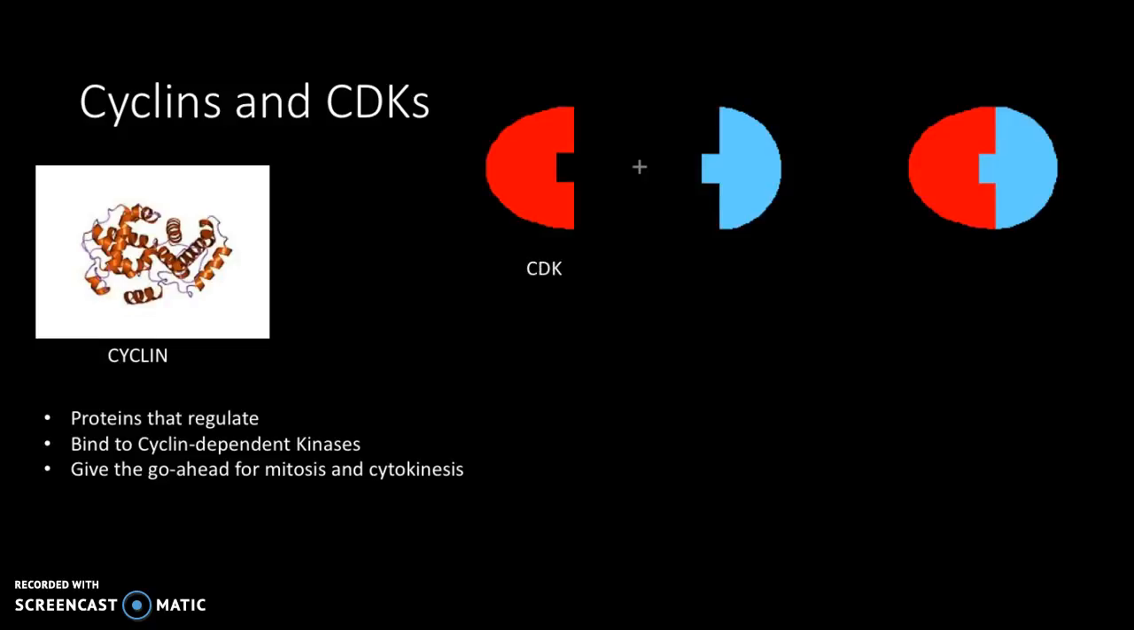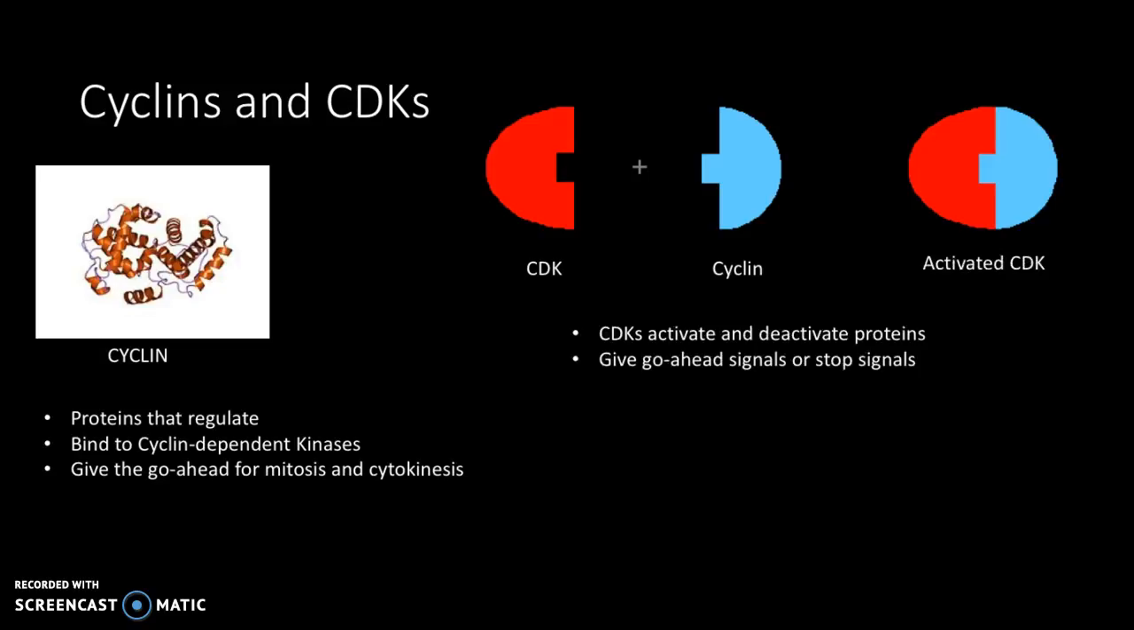So this is a CDK, and a cyclin will bond to that CDK and activate it. And when this occurs, these CDKs can activate and deactivate proteins that will control and regulate the cycle. And they are also very important because they're the ones that can give the go-ahead signals or give the stop signals. Now, if this gives a stop signal at the G1 checkpoint that we talked about earlier, for example, this will cause the cell to go into the G0 phase, which is where the cell just completely stops dividing in any form. And this can be found in the human body in muscle tissues.